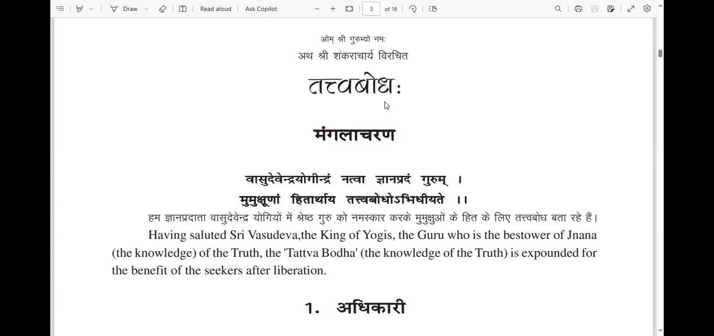Having saluted Sri Vasudeva, the king of yogins, Antaryamin, the Guru, who is the bestower of jnana, the knowledge of the truth, this Tattva Bodha is being expounded for the benefit of the seekers after liberation.